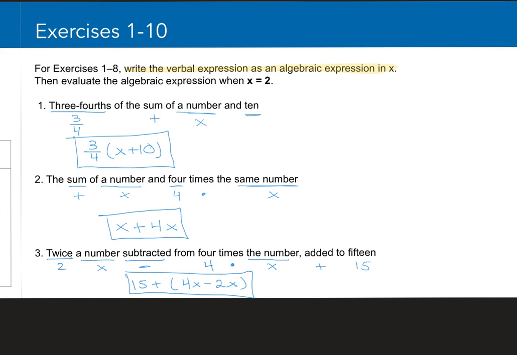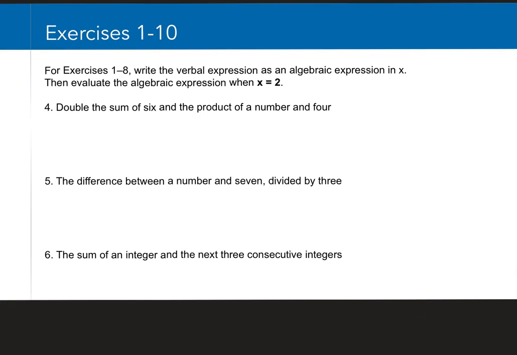All right, so let's take a look at number 4. All right, so we have double the sum. So again, we're only writing the verbal. We're going to come back and do the evaluating tomorrow. So we have double the sum of 6 and the product of a number and 4.